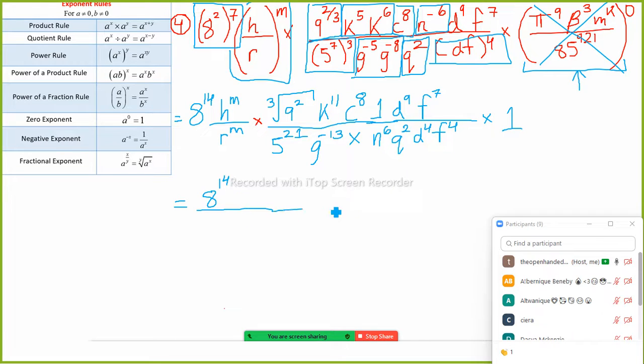All strictly over h to the power of m, the cube root of 9 squared, k to the power of 11.